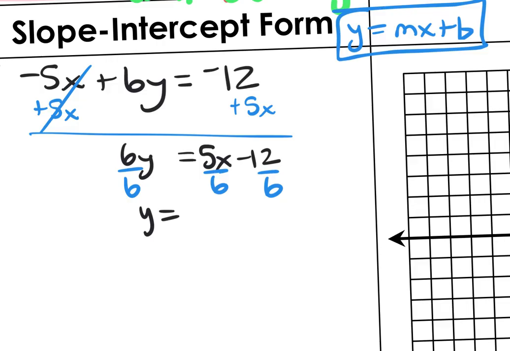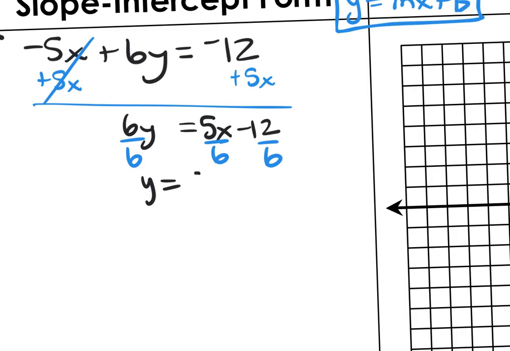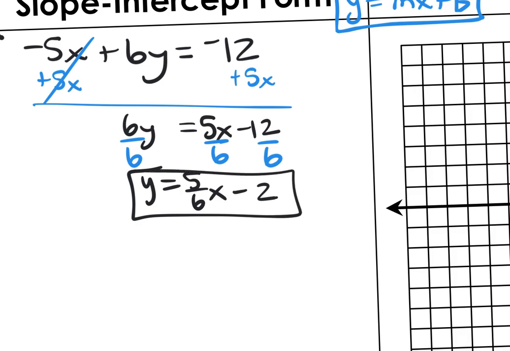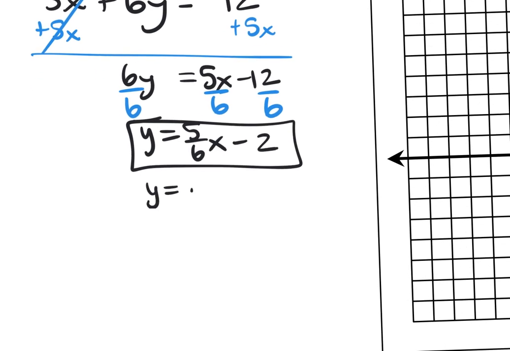We talked about slope a lot yesterday, rise over run. We want the slope to be a fraction. So I'm going to leave 5 over 6 x. Now here I do want to simplify. Negative 12 over 6, that's just going to be negative 2. So now that's my answer in slope-intercept form.